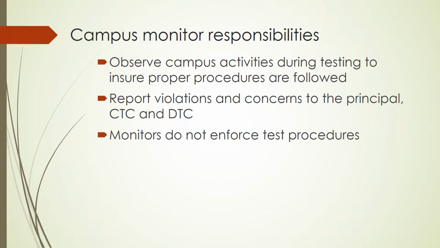The second thing is if you see anything that seems out of accord with what's supposed to be going on at campuses, that you would report any violations or concerns to the principal, the campus testing coordinator, as well as the district testing coordinator. Now, if there are severe issues going on, we would hope that you would call the DTC right away. Otherwise, if you could report those on the checklist and the form that you'll turn back into the assessment office.